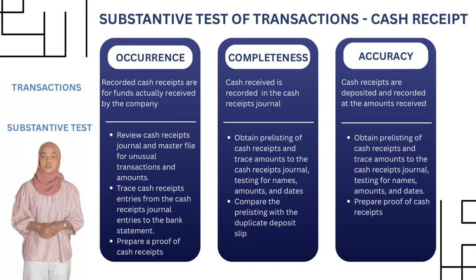Next is about substantive tests of transactions for cash receipts. Number 1, occurrence. This test ensures that recorded cash receipts actually occurred and were genuinely received by the company.